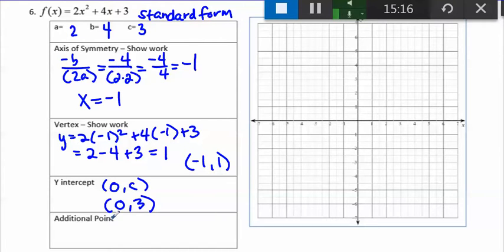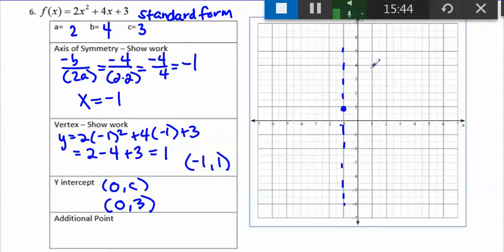Okay, and then to do an additional point, we're going to use our a value, but let's look at the graph before we do that. So we know we have a vertex at -1, 1. And we have an axis of symmetry that goes through that right here. So normally, your parabola follows a pattern from the vertex. It would go over 1 and up 1, and it would go over 2 and up 4 on both sides.